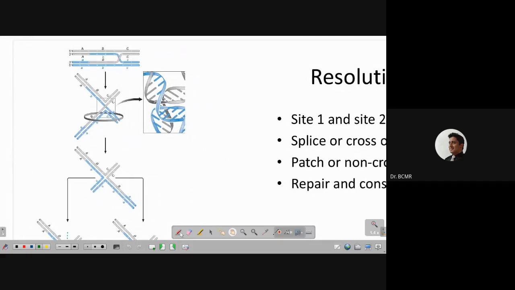So what you are seeing is something like this after branch migration, and then you have to resolve. What is meant by resolving? It means you have to make these entangled DNA molecules into two separate DNA molecules. You are resolving the Holliday junctions. So if you twist it like this, and rearrange it, it becomes something like this.